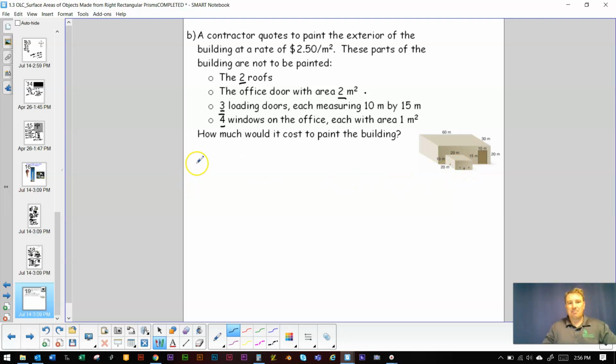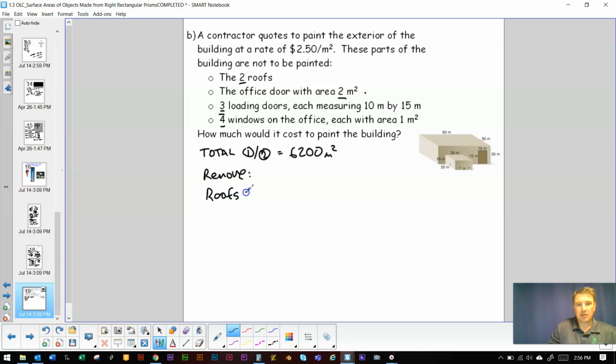So let's get busy with what we need to subtract. So total, and I'm just going to put 1, 2, because that's the total for both buildings. And we said that was 6,200 meters squared. We're going to need that because we're going to have to subtract all the other stuff from it. Now let's figure out what we need to remove. Okay, so let's remove roofs. So let's get rid of the roofs.